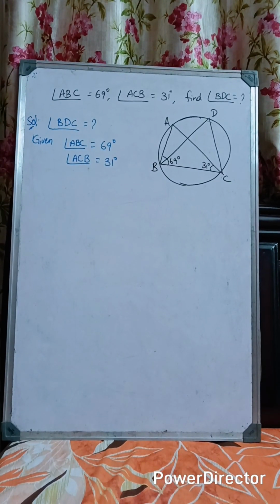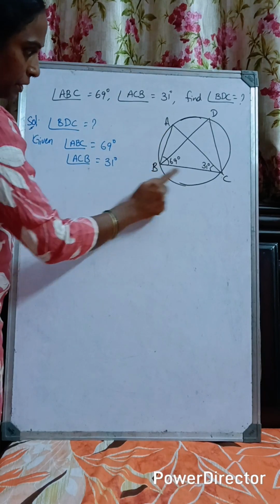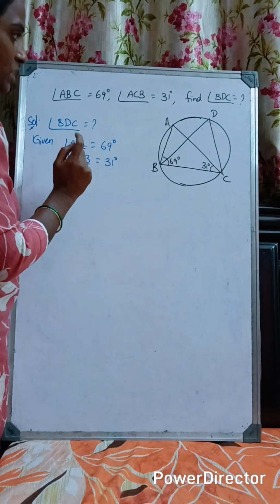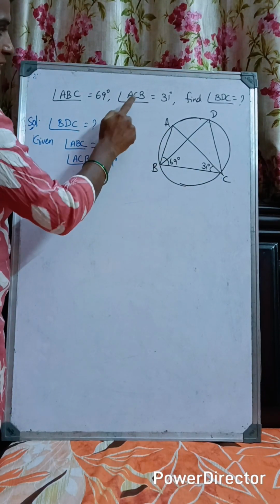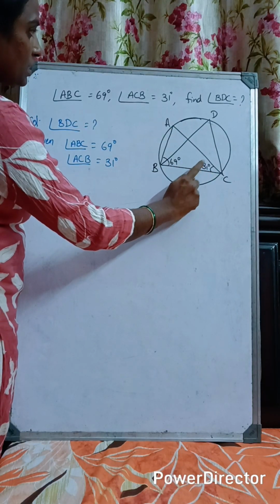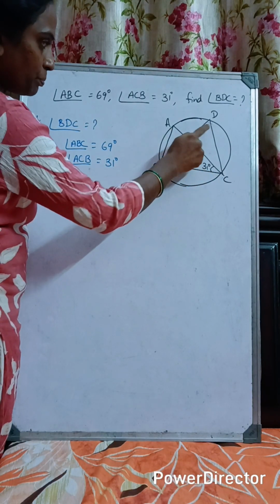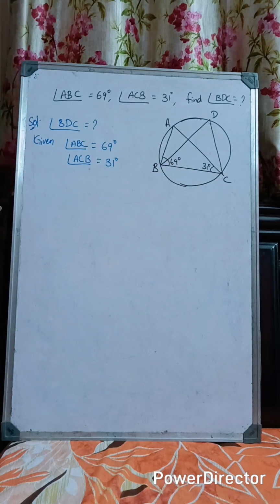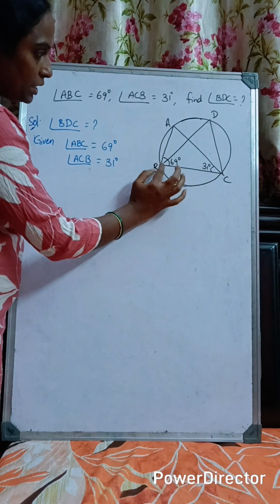Let's see one more question. Angle ABC, this angle at B is how much? 69 degrees. ACB is 31 degrees. Then find the angle at BDC. First, let's prove by using the figure.